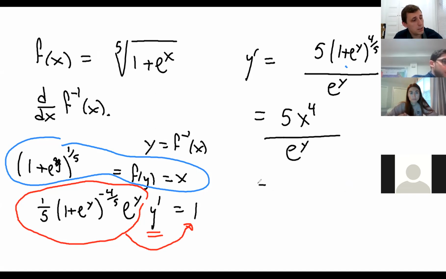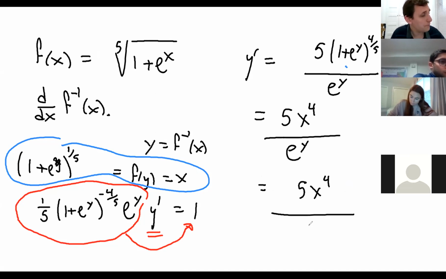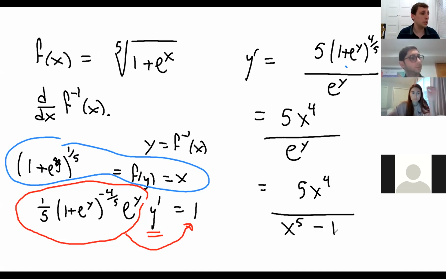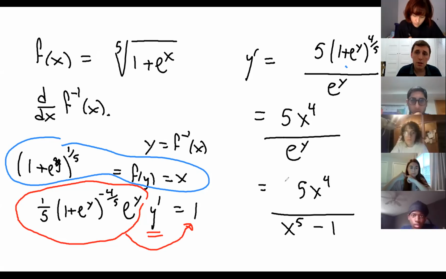So I can simply say this is 5x to the 4, and then here it's... sorry, what did I say? It's x to the power of 5, and I think I made a mistake. It's x to the power of 5 minus 1. That should be right, because I need to solve for e to the y. Now, how do you get e to the y here? You take the 5th power and subtract 1. I think I wrote something else. Yes? Make sense? This is the derivative. It's as simple as that.